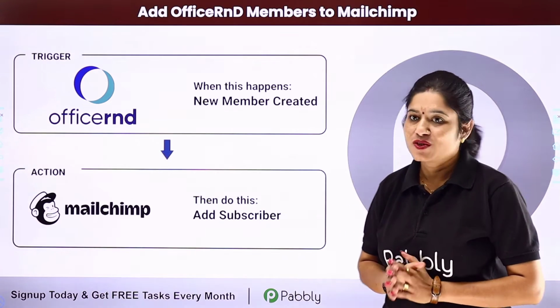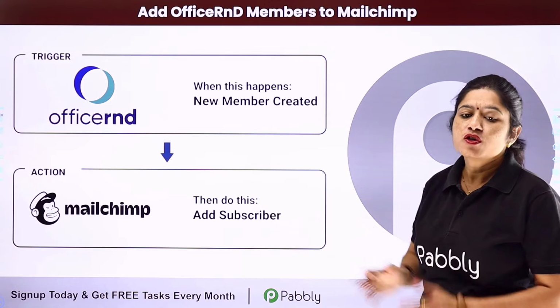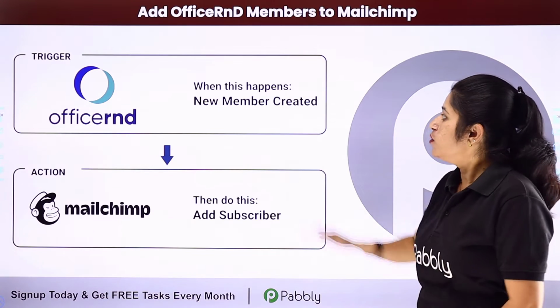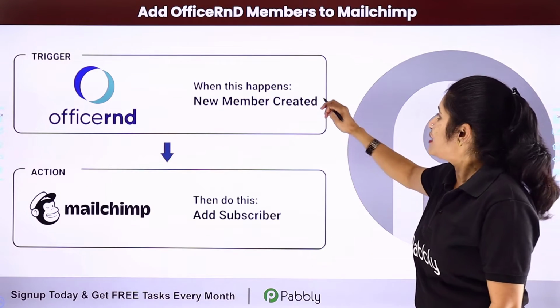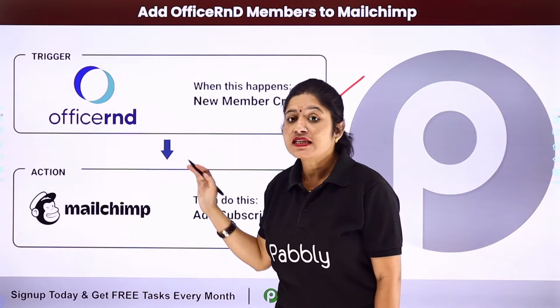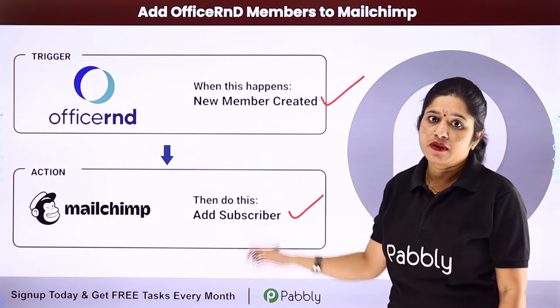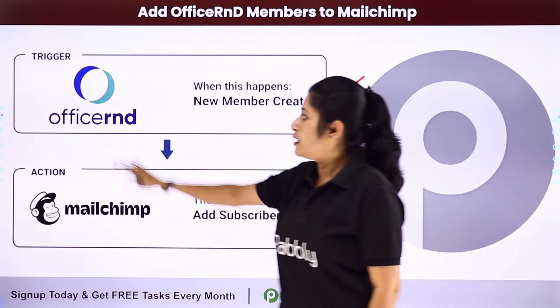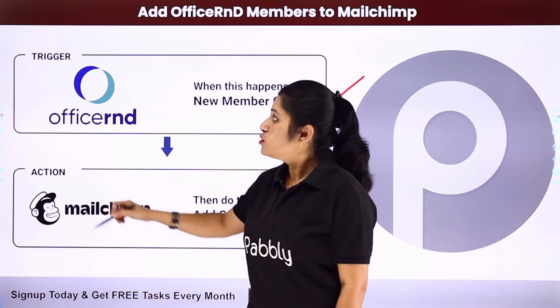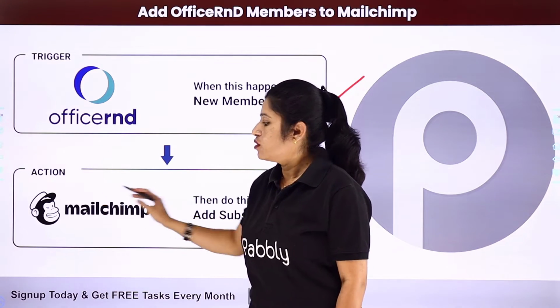In this video, we are going to learn how you can add OfficeRnD members to Mailchimp. So the idea here is that whenever a new member is created in your workspace management software application, that is OfficeRnD, automatically the same member should be added as a new subscriber to your Mailchimp subscriber list. For that, you need to integrate your OfficeRnD with Mailchimp. So here your trigger application would be OfficeRnD and your action application would be Mailchimp.